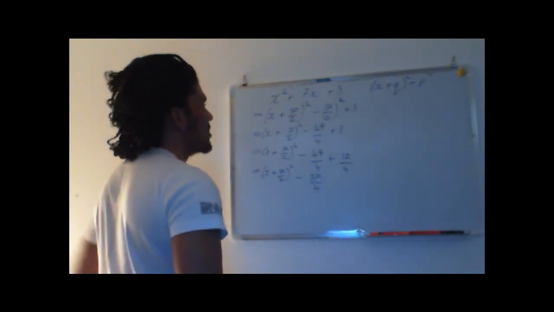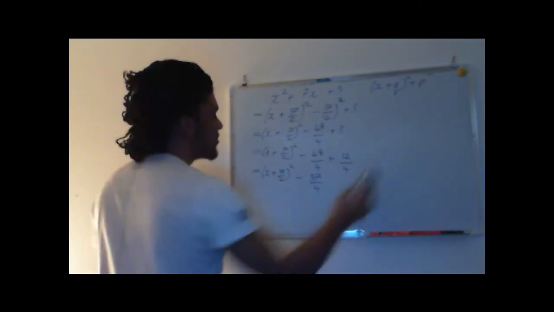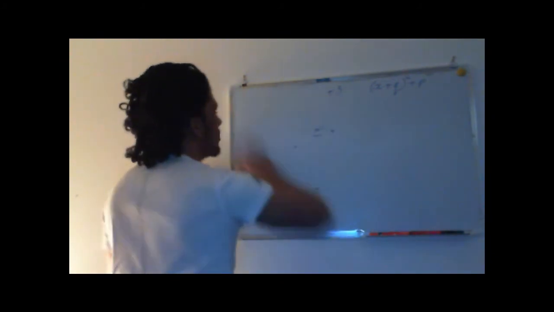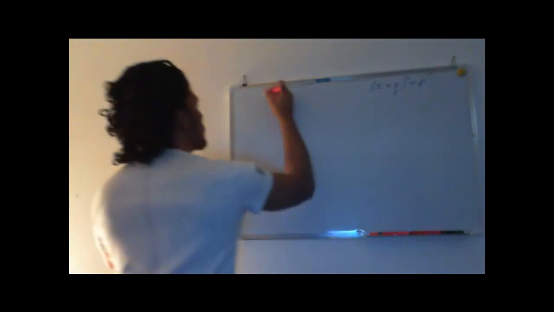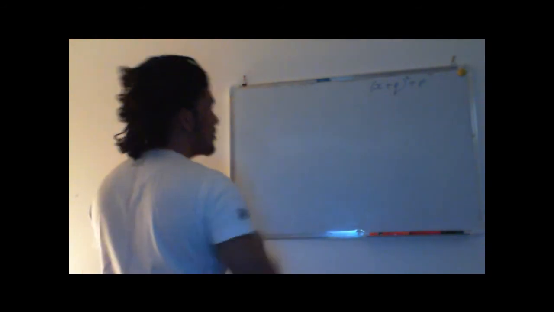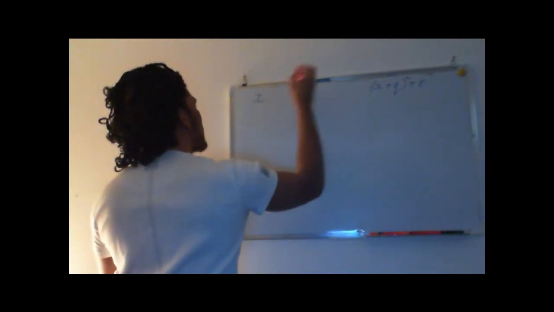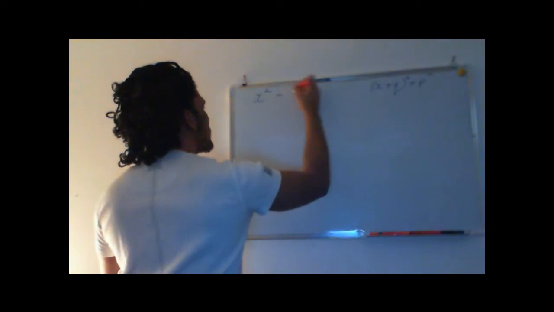If we look at another example, you might have negative numbers, for example. So, I don't know, put in brackets. X squared minus.